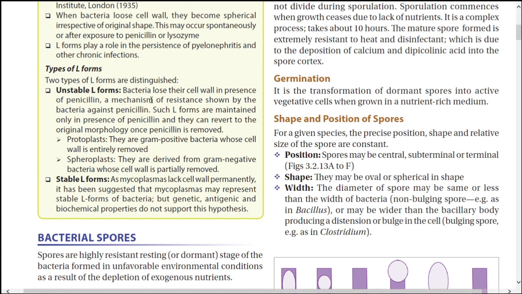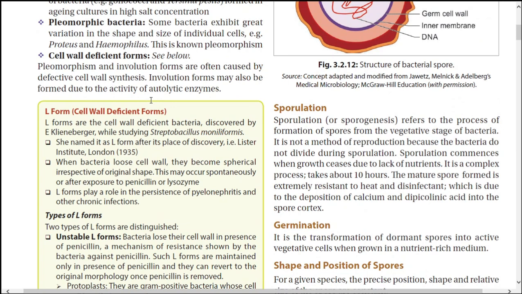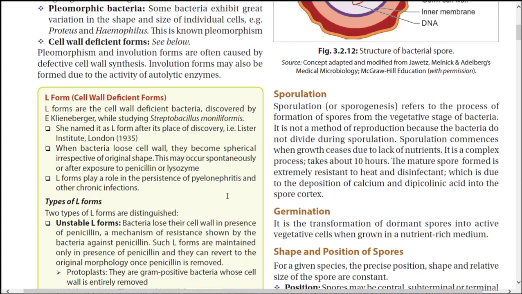L form bacteria. These are atypical forms of bacteria. If you take L form bacteria, the bacteria lose the cell wall and become spherical, whatever be the original shape. Irrespective of the original shape, if the bacteria lose the cell wall, by default it becomes spherical. This will occur spontaneously or after exposure to penicillin or lysozyme. L forms play a vital role in persistence of pyelonephritis.